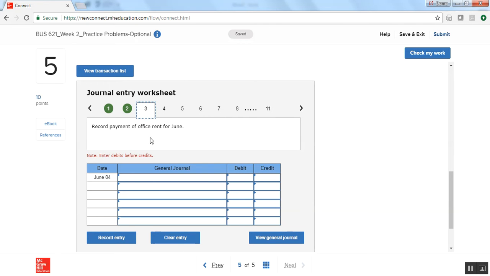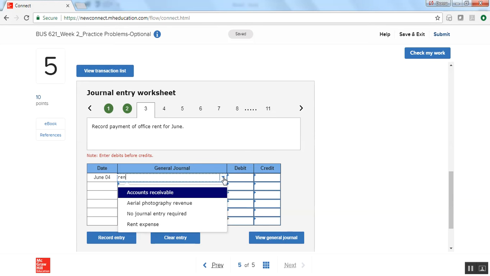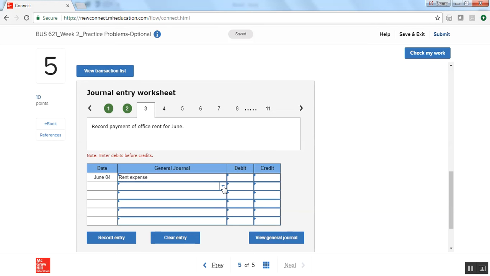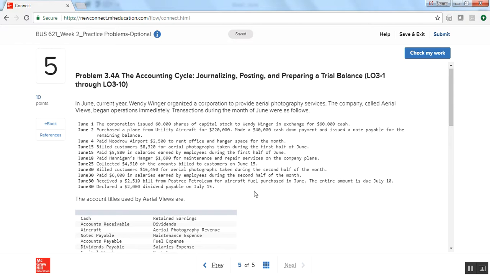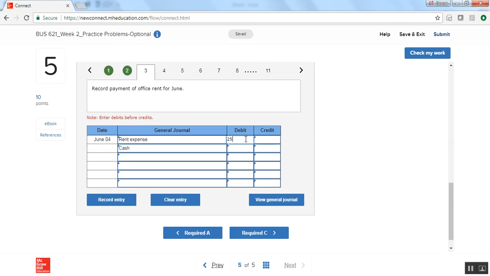The next entry is to record the payment of office rent for June. So our rent expense went up and our cash went down. Those are the two accounts that are impacted. And it was for $2,500. So we have a debit to expenses; a debit to equity decreases our equity, and rent expense decreases our equity. And cash went down, so a credit to an asset decreases it.